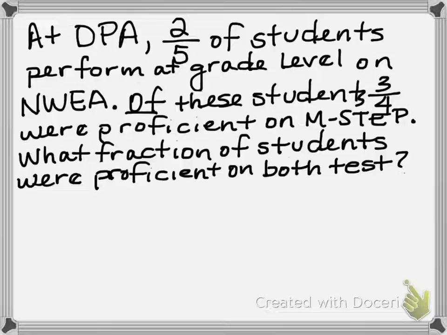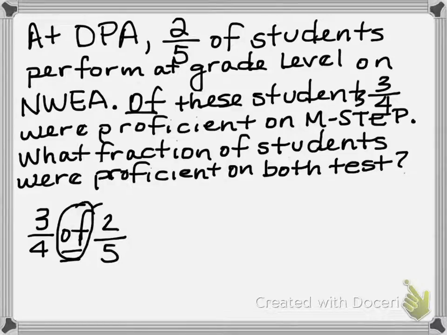So here's what that setup will look like. 3/4 of the students who are proficient on MSTEP were also proficient on NWEA. And let's take a look at this "of" right here. Typically in math, if I see "of," and we're talking about math, typically it's going to mean multiply.